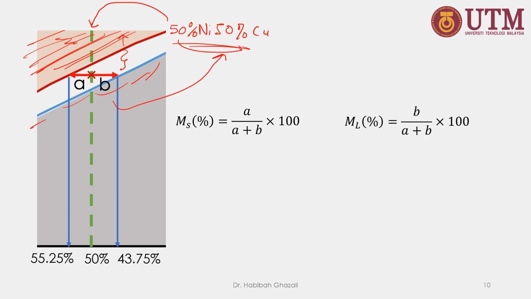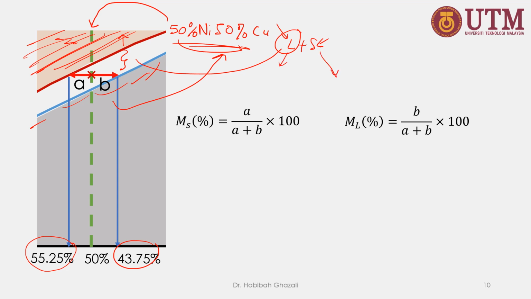However, in between these two lines, we have liquid and solid. Some of the liquid has already been transformed into solid, and some of it still remains in liquid form. So we have two phases, and these two phases have different compositions, which we already determined just then. The liquid has a composition of 55.25% copper, and our solid has 43.75% copper. So now we want to determine the fraction of each of these phases.